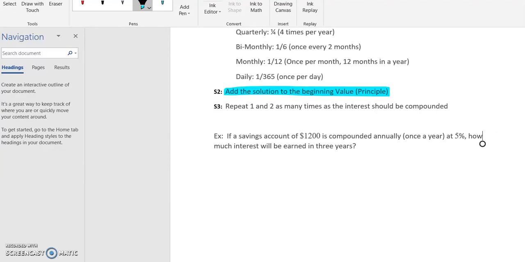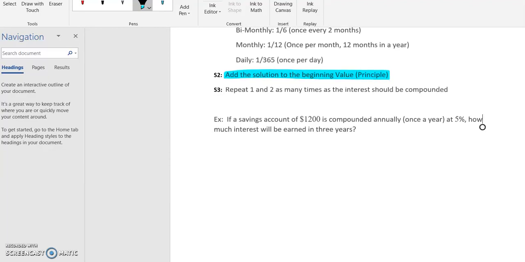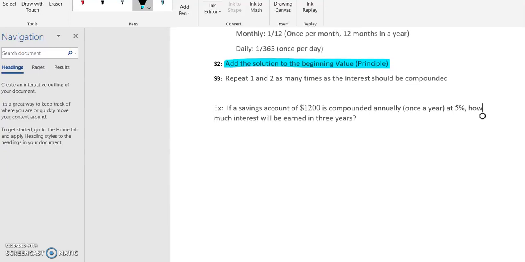Okay, so let's work one. If a savings account of $1,200 is compounded annually, that's once per year, at 5%, how much will be earned in 3 years? That's the important part here, because simple interest would have just given me 1 year. I don't have to do a whole lot with that, but we're looking at 3 years.